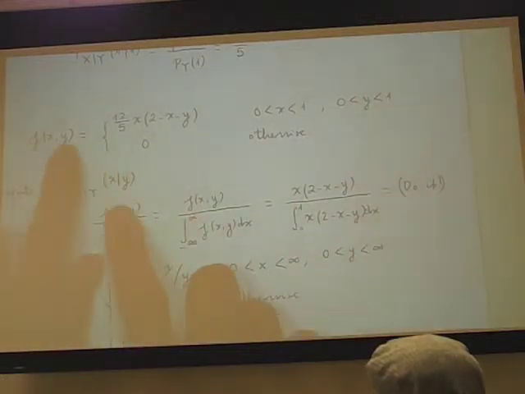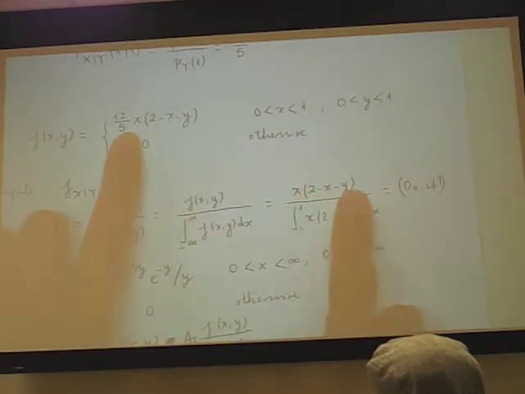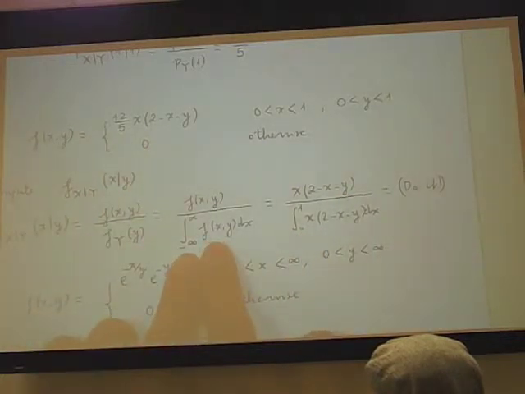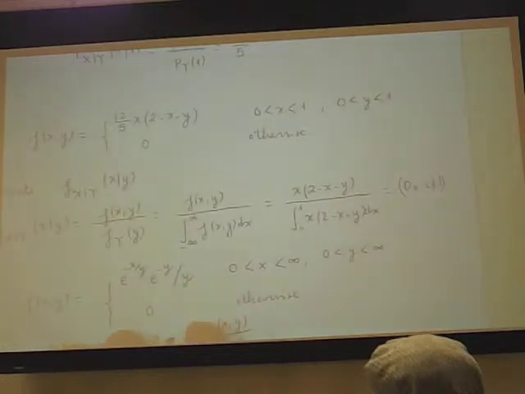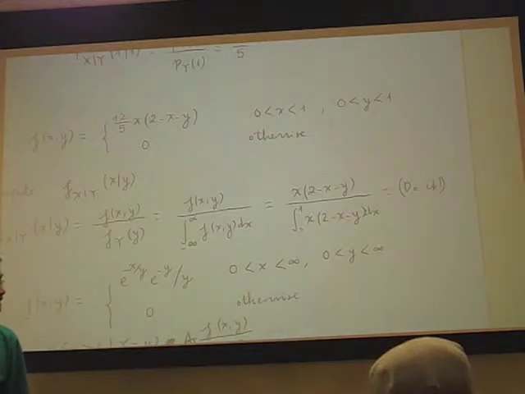My function f(x,y) right here is defined to be in this box right here. And then this integral right here, x only lives from 0 to 1. So therefore the integral right there is only from 0 to 1 of that. You just integrate that and then do the quotient. Do it. Whatever you get, you get. Is that clear? Good.